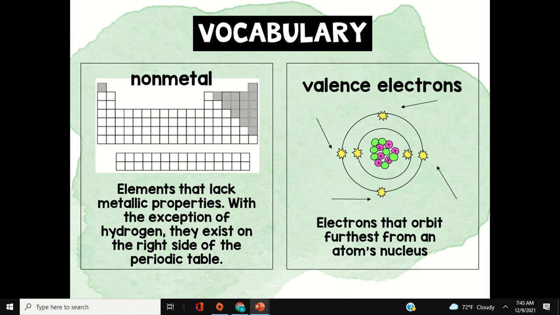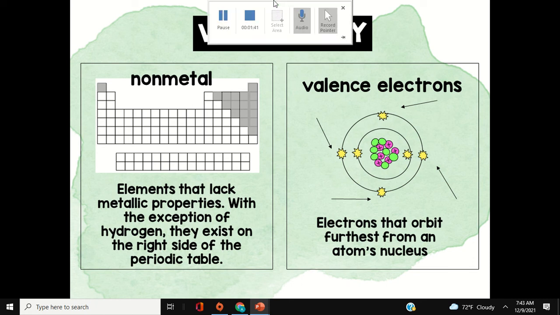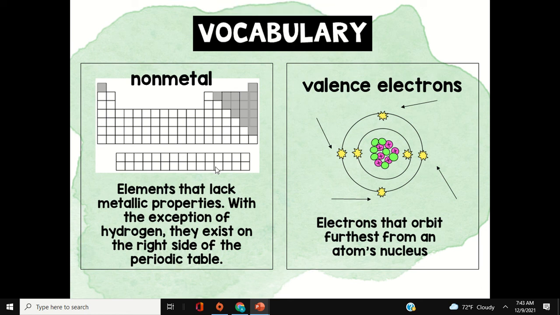The key vocabulary that you need to know for this lesson are nonmetal and valence electron, because covalent bonds, once again, when we talked about the three different types of chemical bonds, we said you had ionic, metallic, and covalent. The differences between ionic and covalent were, covalent was a sharing of electrons between nonmetals. Ionic was a transfer of electrons between metals and nonmetals. So it is very important that you understand that covalent only deals with nonmetals.